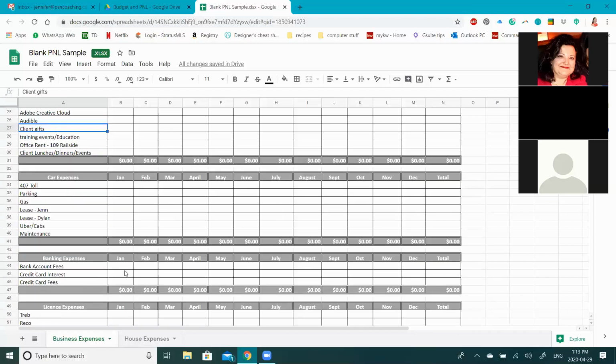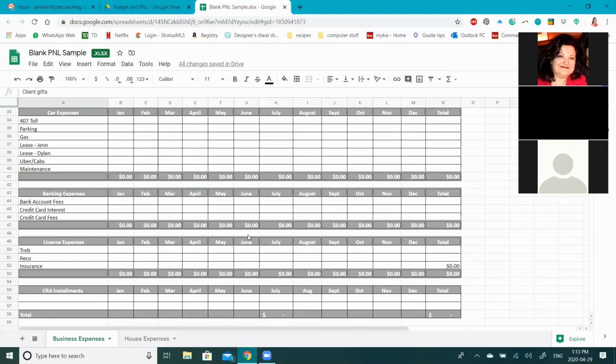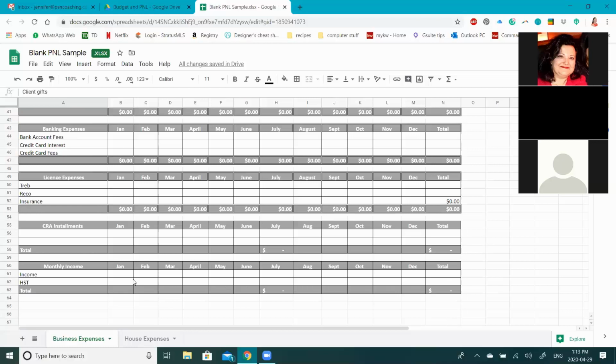And then believe it or not, guys, we can write off a portion of our bank account fees and our credit card interest. So you can track all of that stuff as well and write a portion of that off. And then we also have our licensing expenses. So TREB, RICO, insurance, all those sorts of things. Our CRA payments, and then our income and our HST, right? So you could get really detailed with this.